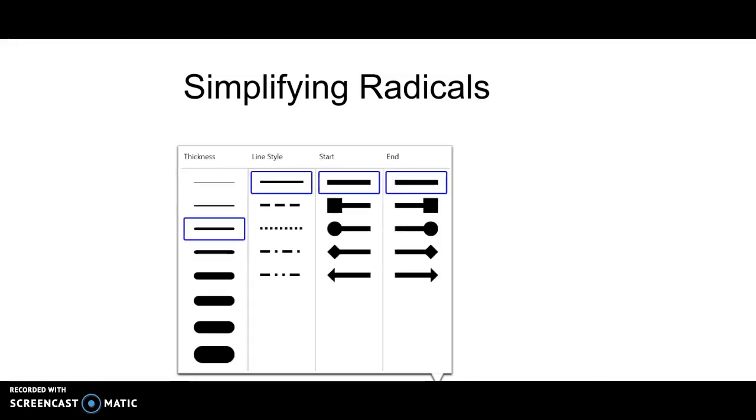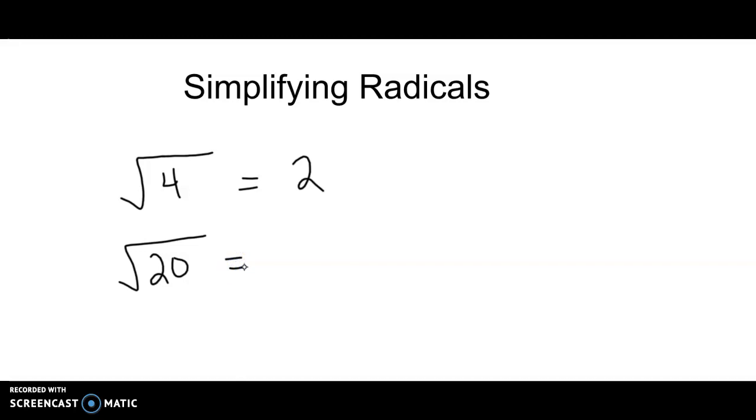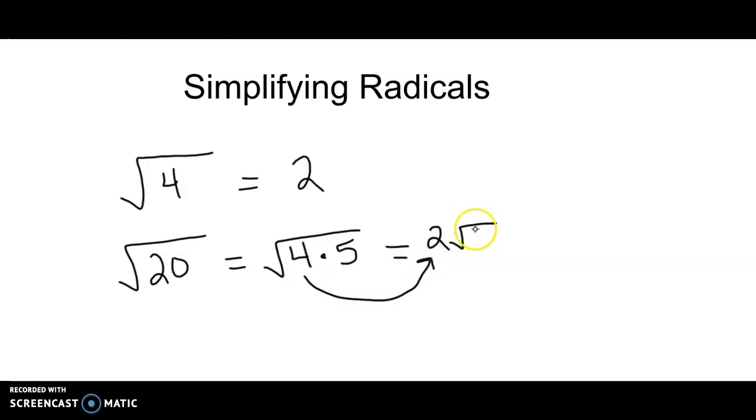This is something that we've done before, but when we talked about radicals, we simply talked about square roots. So for example, we would simplify the square root of 4, and that would give us 2. Or maybe we would simplify the square root of 20, and since 20 is not a perfect square, we would break that down into a perfect square and a non-perfect square factor so that we could take the square root of the perfect square, and then we would just leave the other factor underneath the square root.